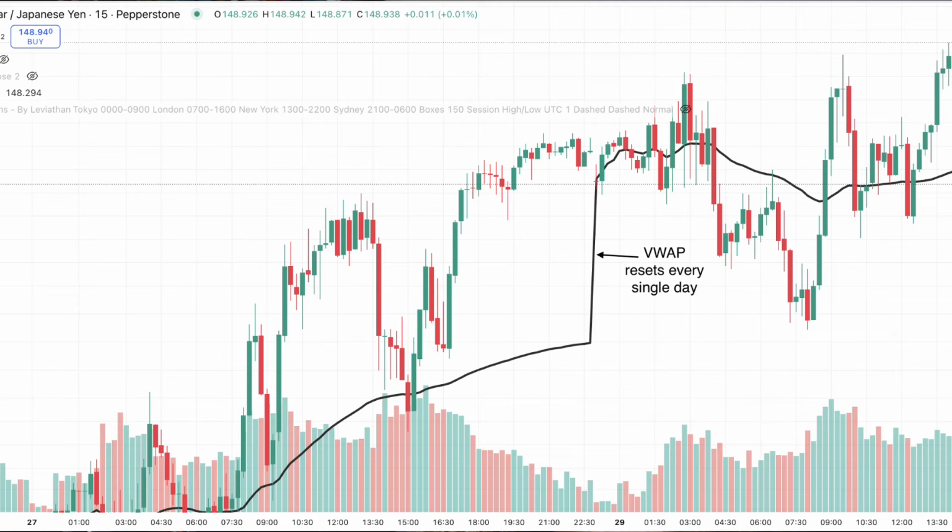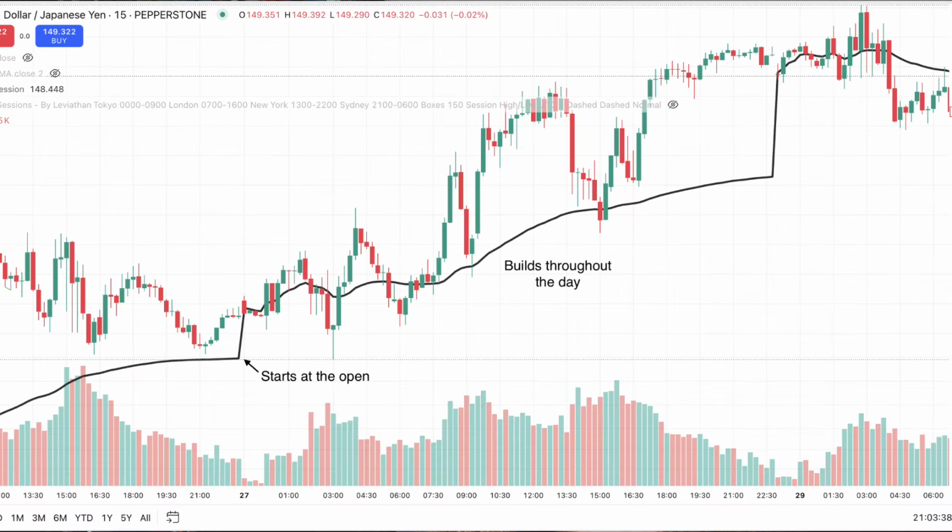VWAP resets every single day and it is cumulative. It starts at the open and builds as the day progresses. That gives us a true picture of where the average trader is positioned. Unlike EMAs and SMAs, or exponential moving averages and simple moving averages, it responds not just to price but volume as well, and that's what makes it so significant. It's what many traders anchor to, and knowing where the VWAP is, is the battleground for price. Are we above value? Are we below value? Or are we reverting around the VWAP?